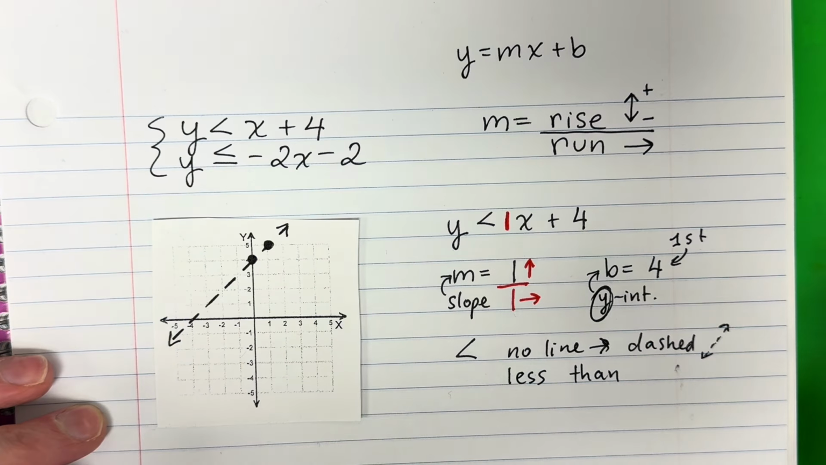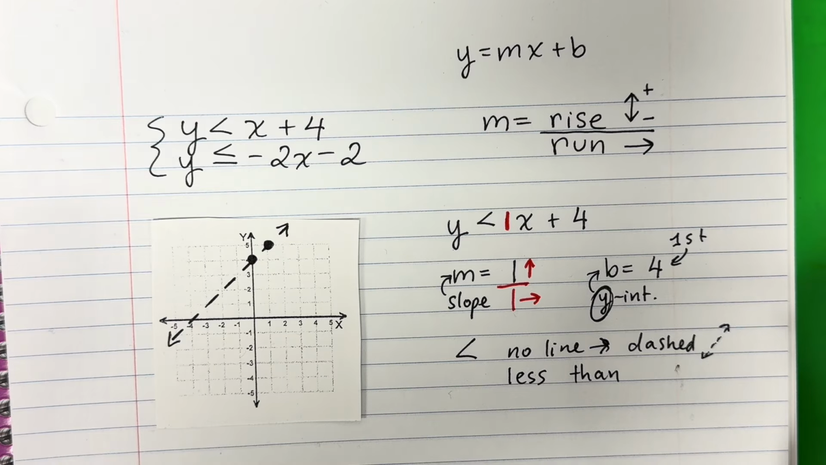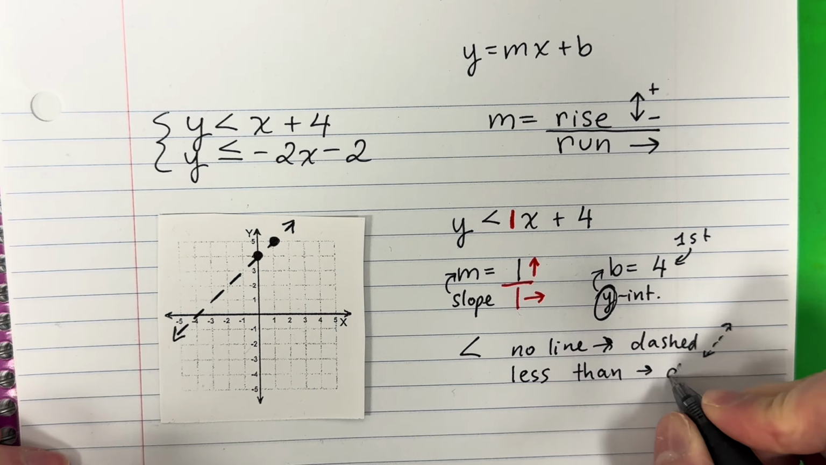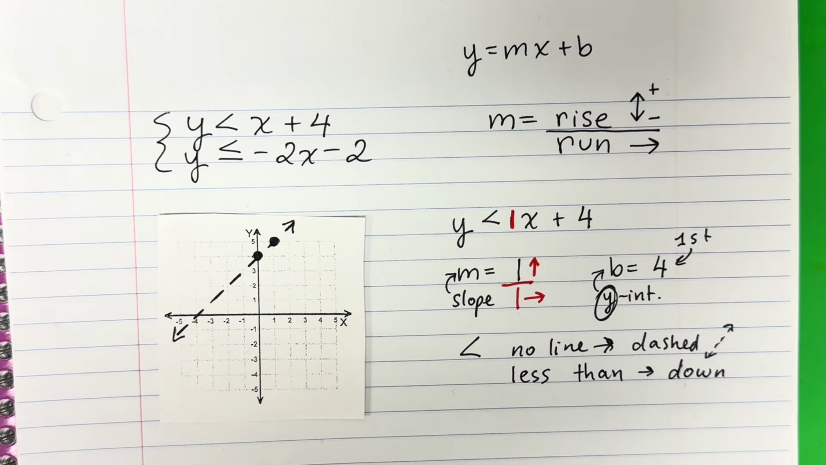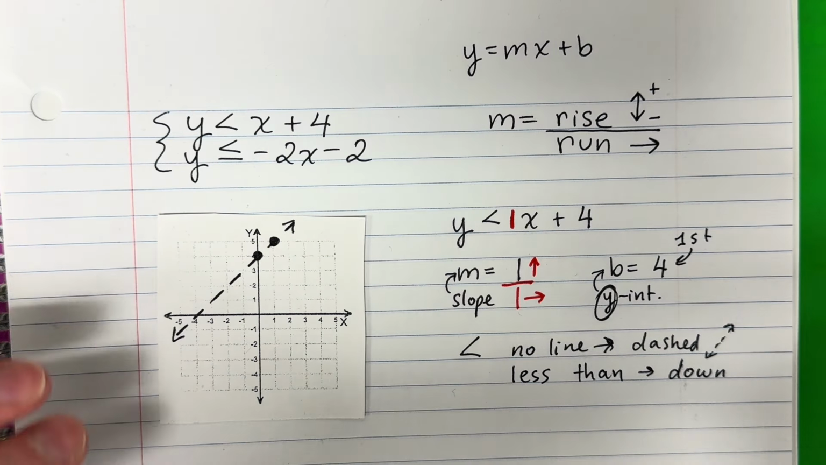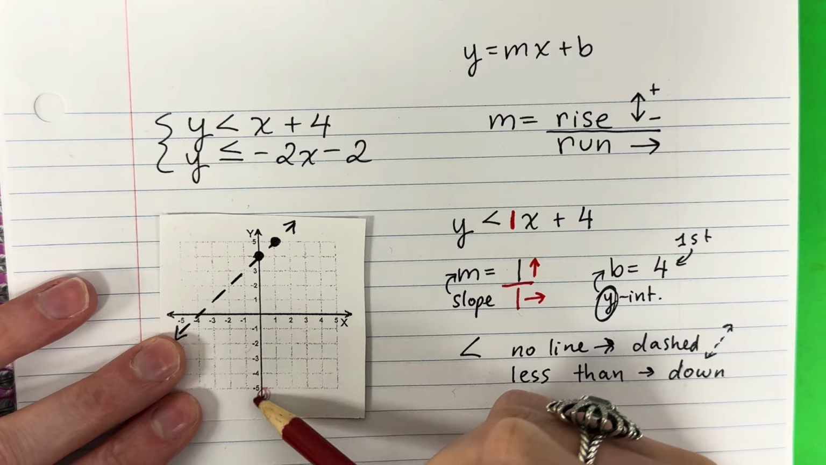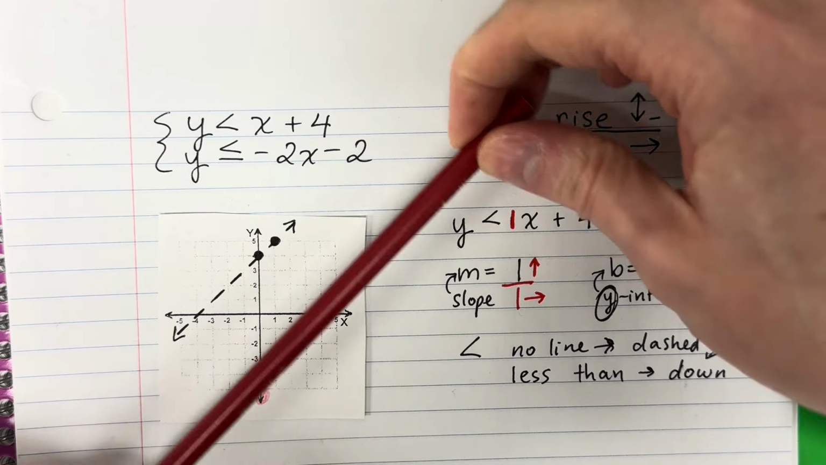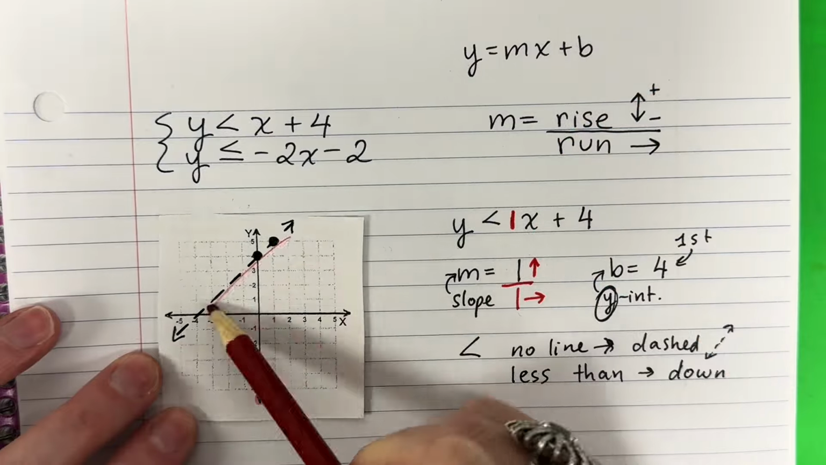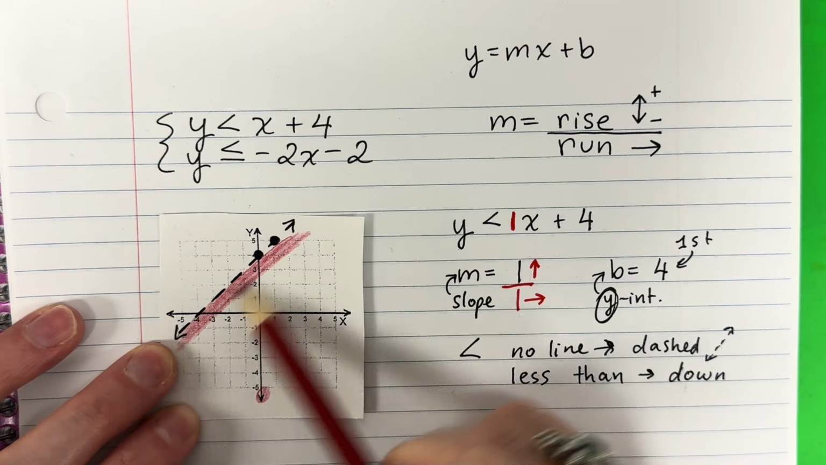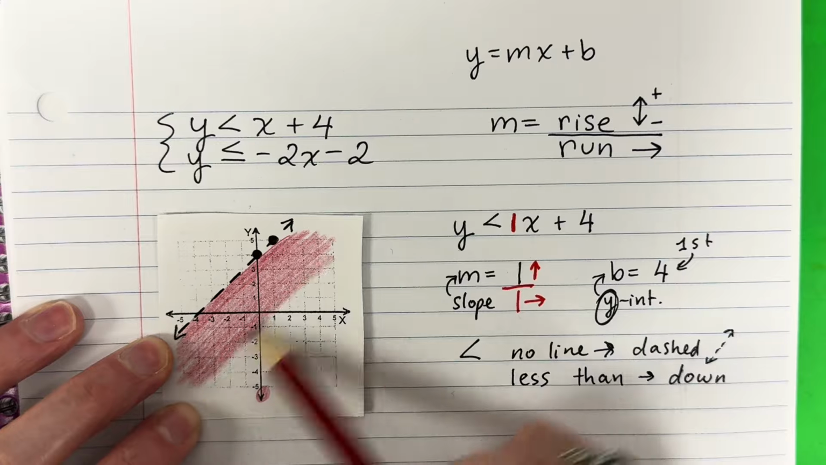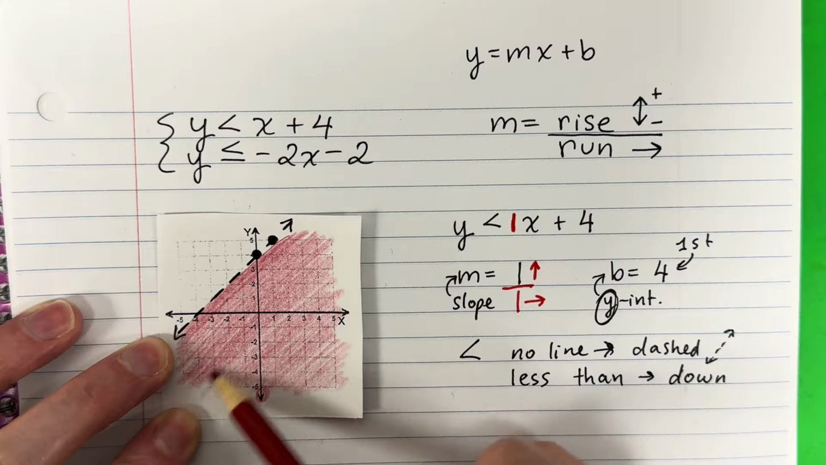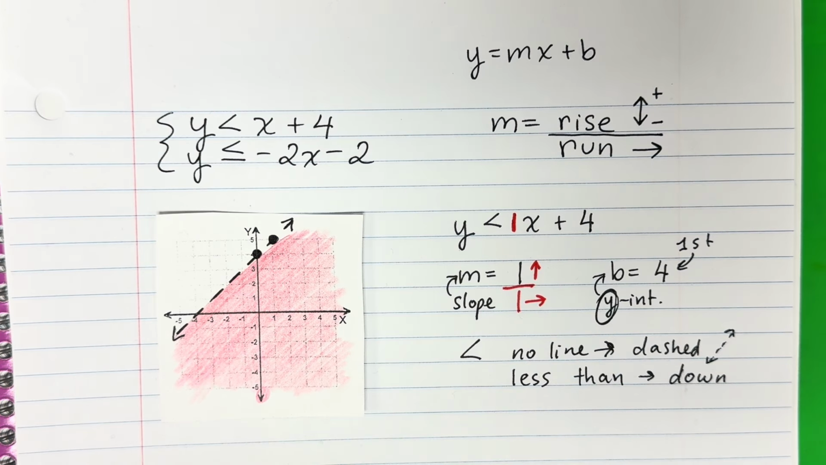Okay. This is also less than. Less than means small. Where are the small numbers? Are they up or are they down? Less than means down. The small numbers are down. So I'm going to go ahead and color down. Here is my down arrow. So I'm going to color down from this dashed line. Okay, so I'm going to go ahead and just color everything underneath that line. I'm going to do it quickly for you. There we go. Okay, so that's my first one.